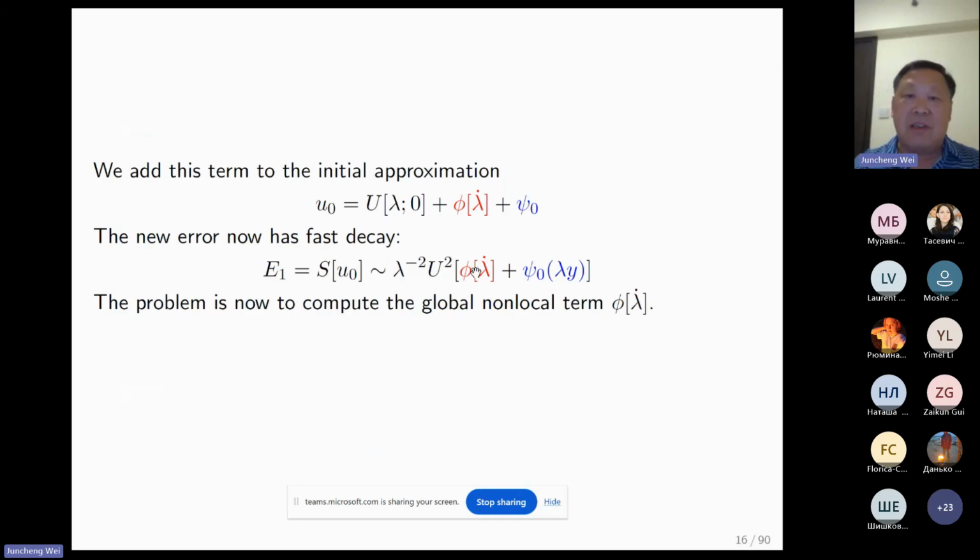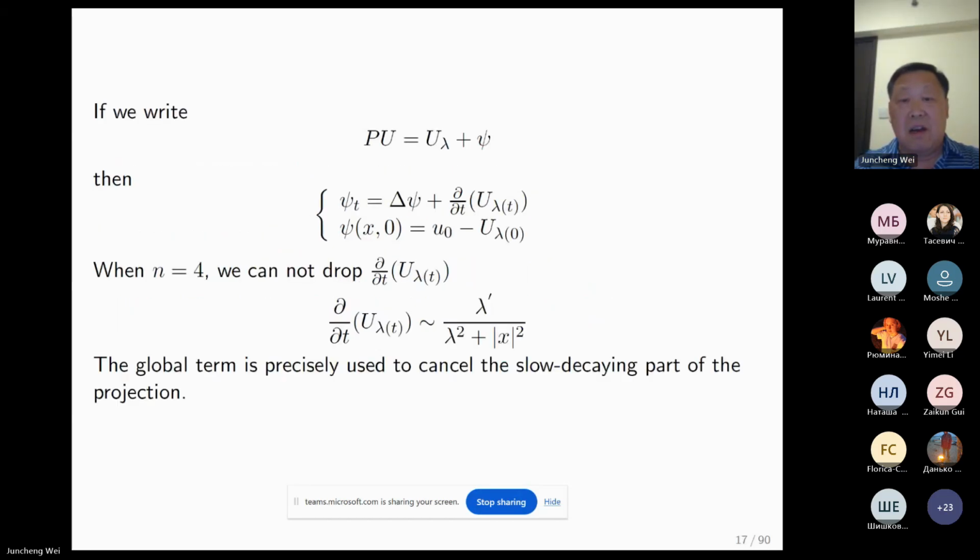Now we solve this problem. With the introduction of this global term, our new error will have faster decay. This will be good. Our new error will be like u squared, and u is like 1 over y squared, so u squared will be 1 over y to the 4, and so we have faster decay. Just a remark: if you add the global term, this global term is nothing but the projection of the bubble onto the parabolic problem.